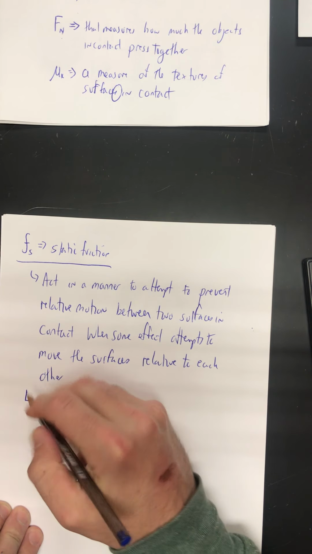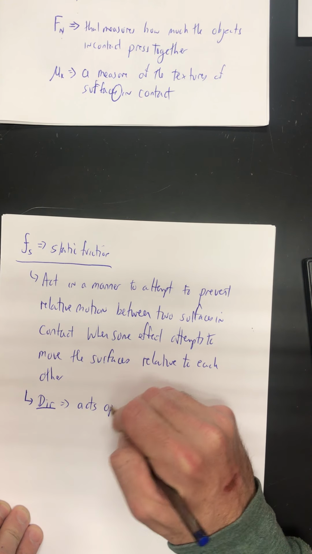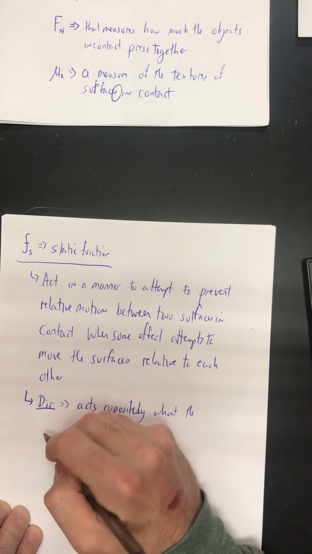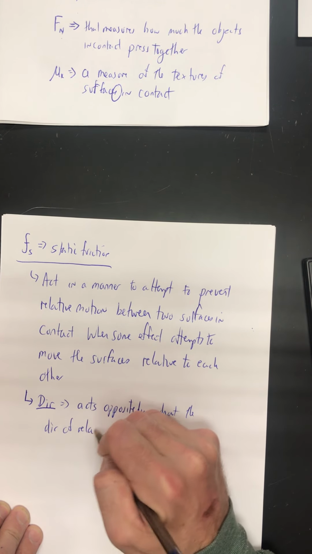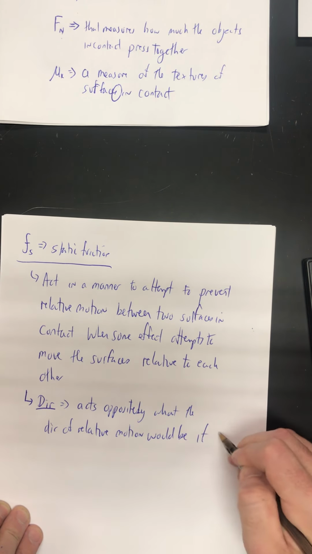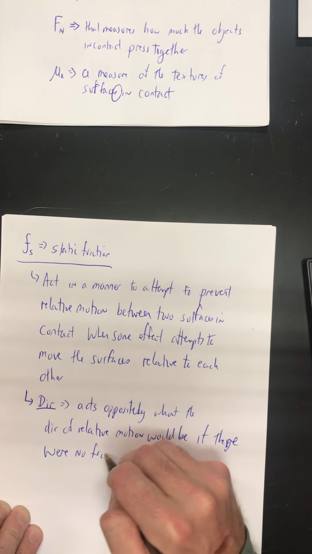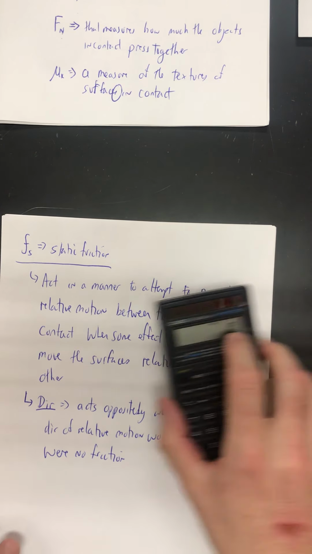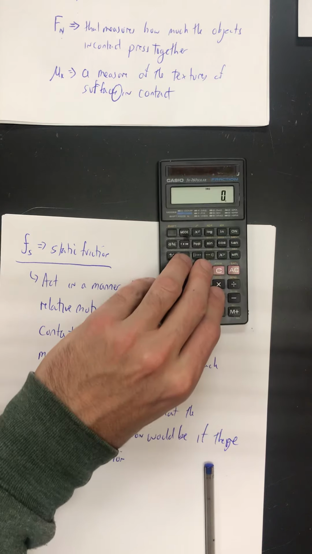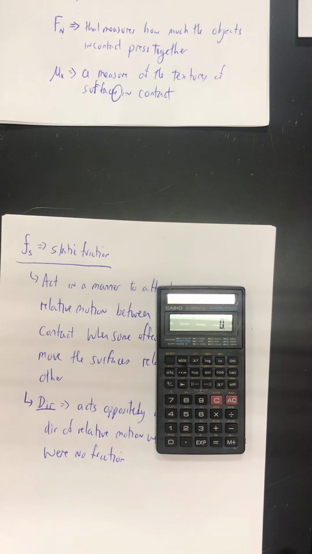First, what direction does the static friction force act? It always acts oppositely to what the direction of relative motion would be if there were no friction. Okay? So what does that mean? Well, if I were to push this in this direction, if there were no friction, it would accelerate in that direction. Therefore, the velocity vector would have been this direction. Therefore, the static friction is that direction.